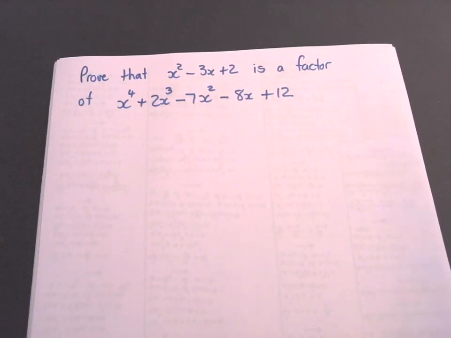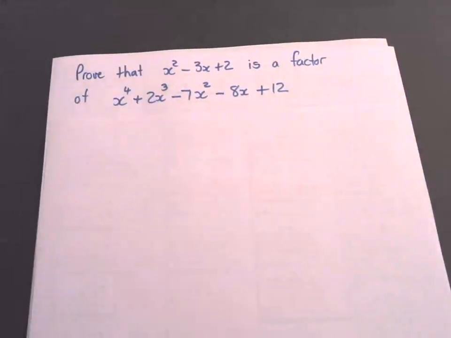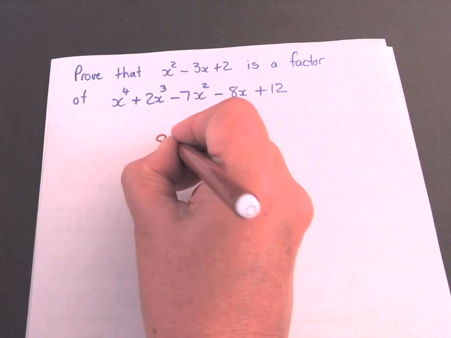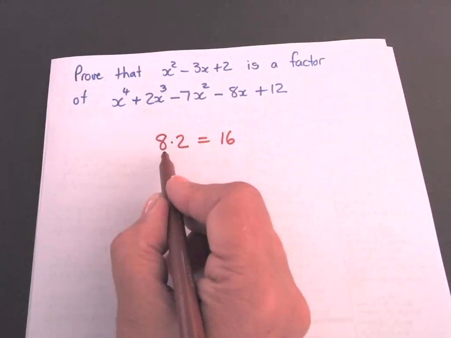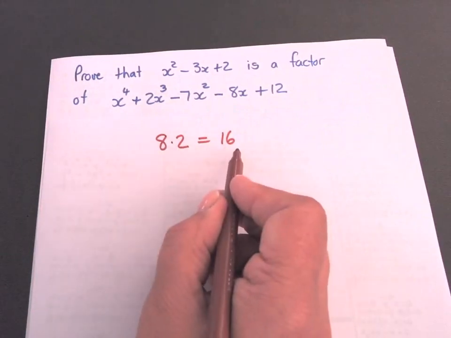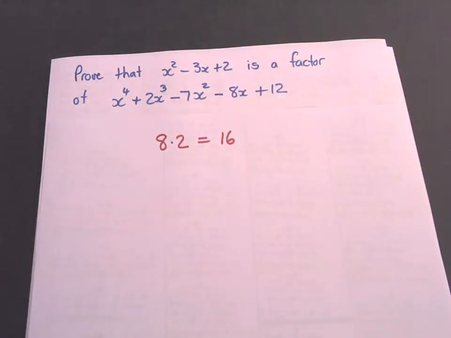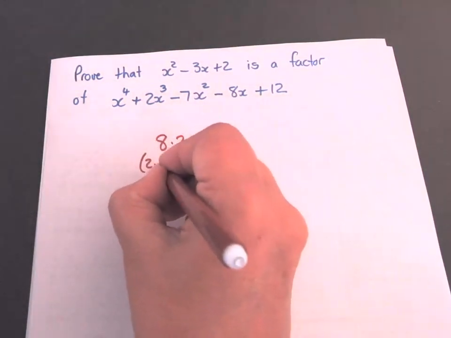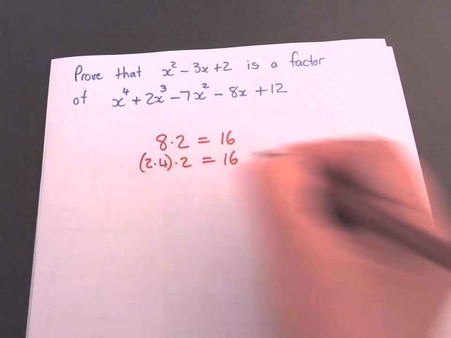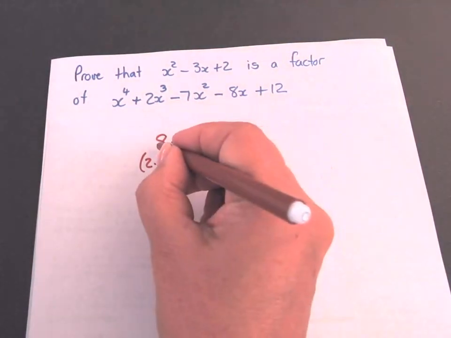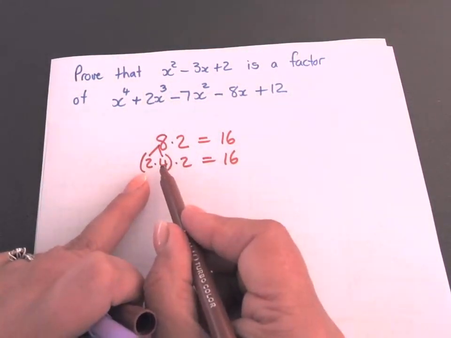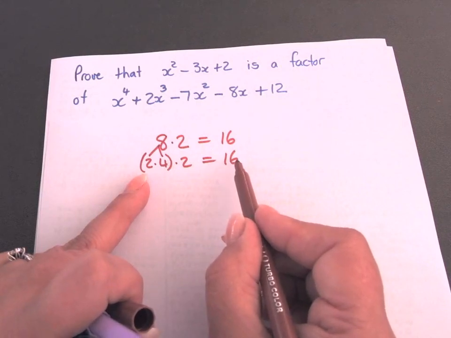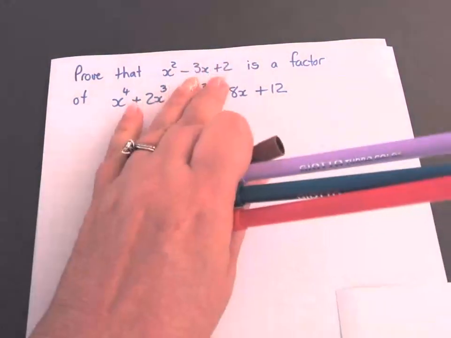Now before I attempt that one, I just want to show you something. If we have 8 times 2 equals 16, 8 is a factor of 16 and 2 is a factor of 16. But 8 can be further broken down into 2 times 4, times 2. That also gives me 16. So if 8 has 2 factors, it means that those 2 factors are also factors of the 16. Does that make sense? Okay. That is what we're going to do here.